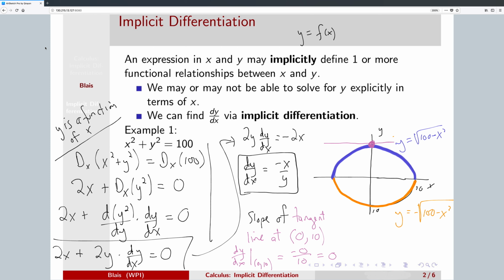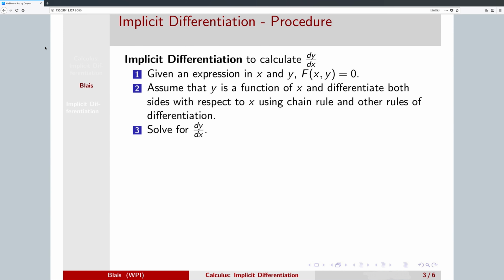So this is the idea. This is an example of using implicit differentiation. To explain it thoroughly, we use the following procedure. If you're given an expression in x and y, call it capital F of x, y equals 0. This capital F of x, y just means some algebraic expression, or any mathematical expression in x and y.